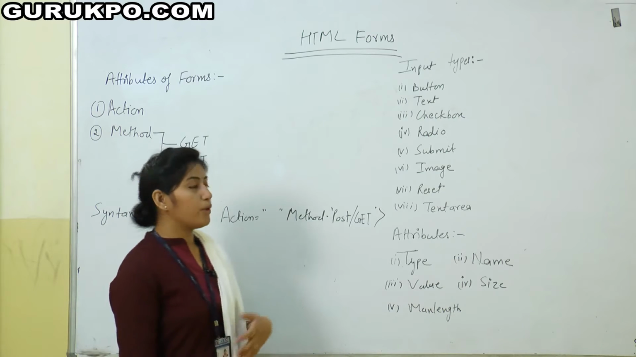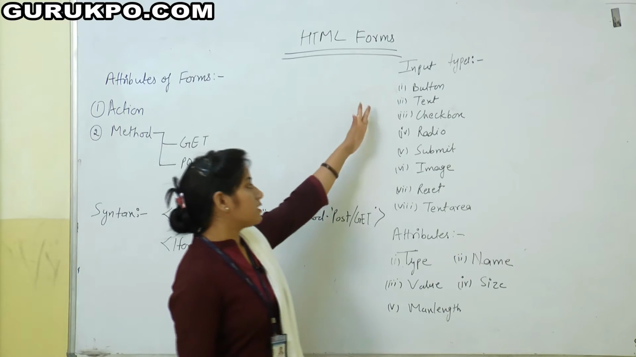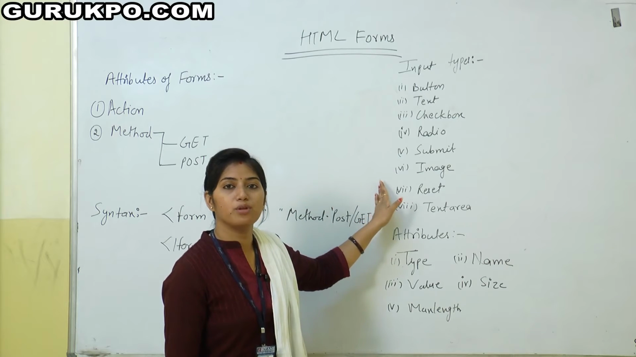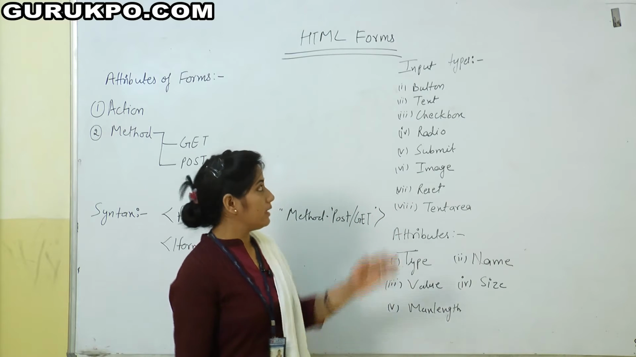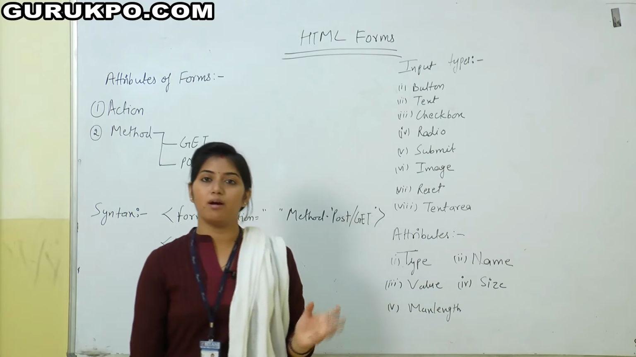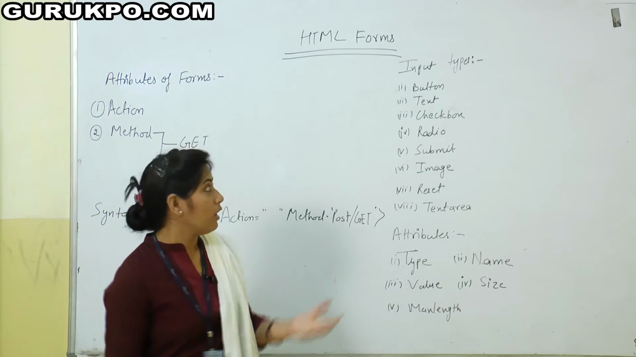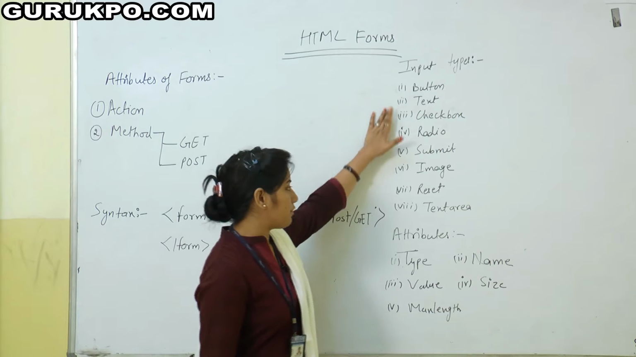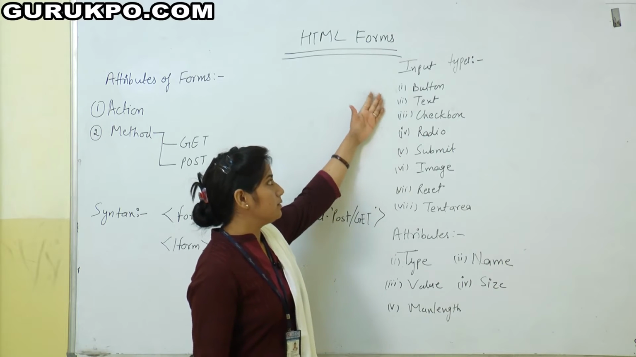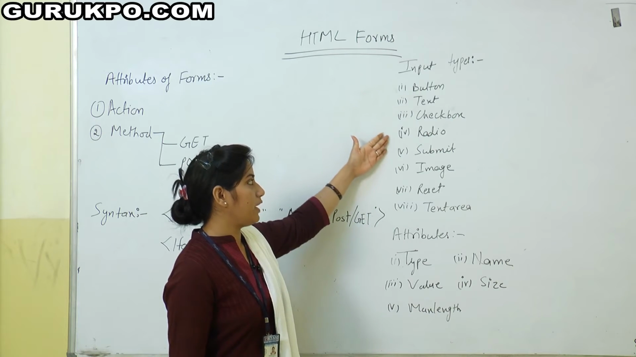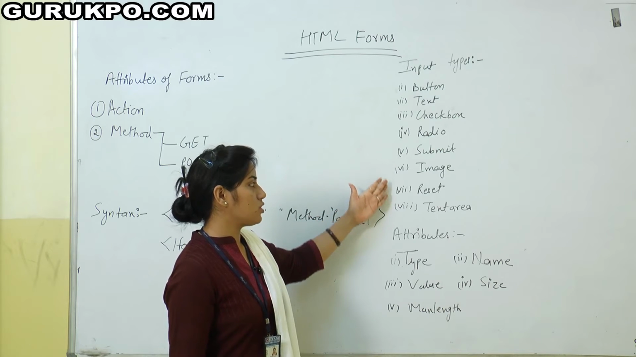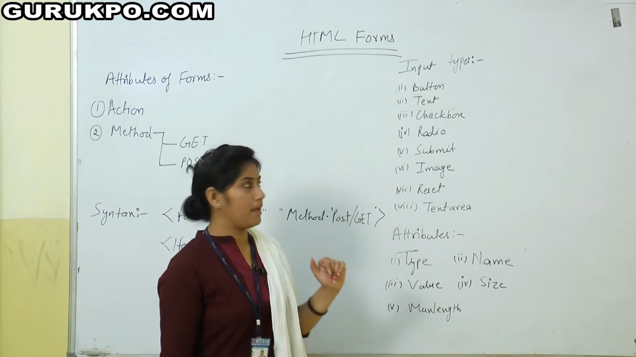Next I am going to explain the input types from which we can take input from the user. There are different types of input methods by which we take user input. First, we use different types of elements: button, text, checkbox, radio, submit, image, reset and textarea.